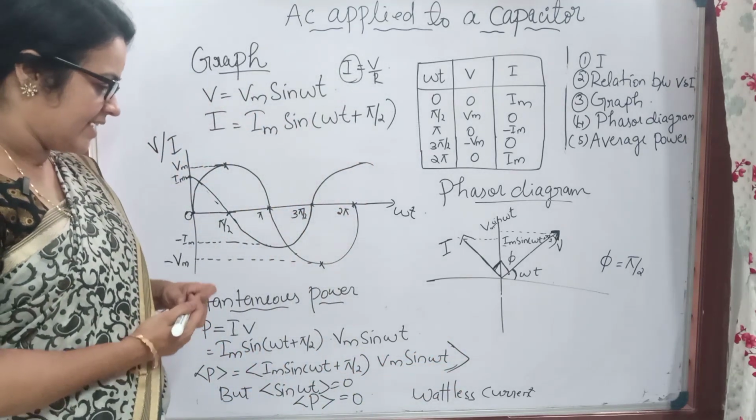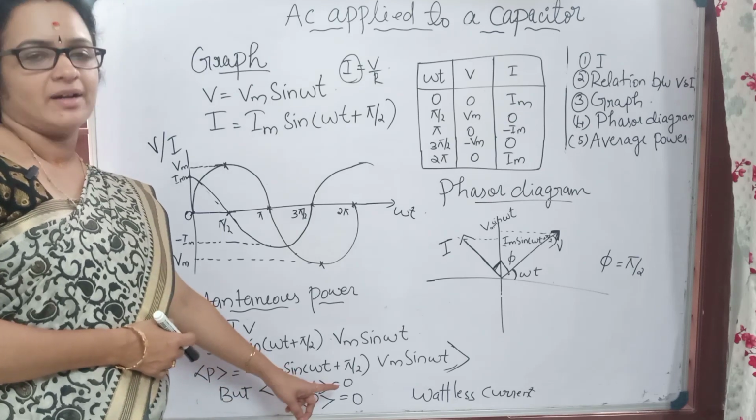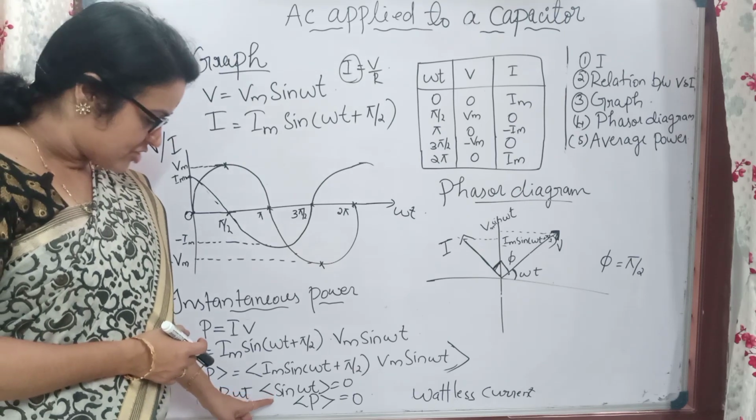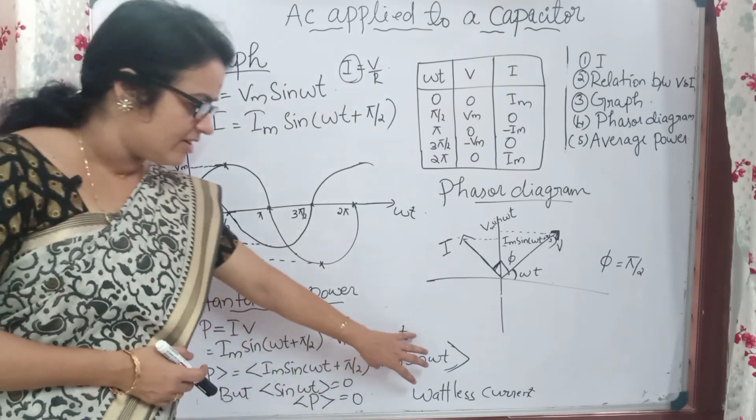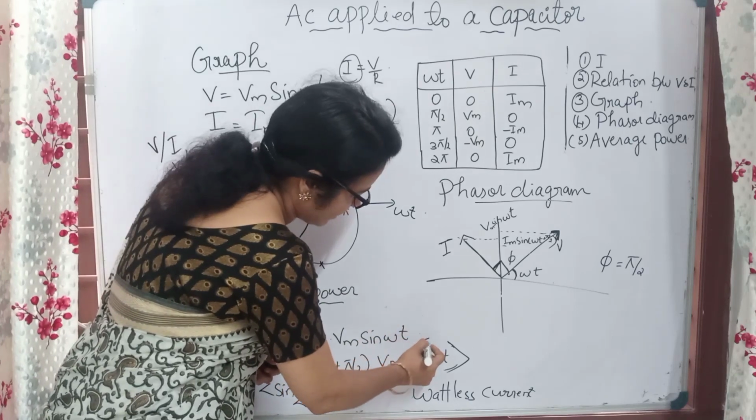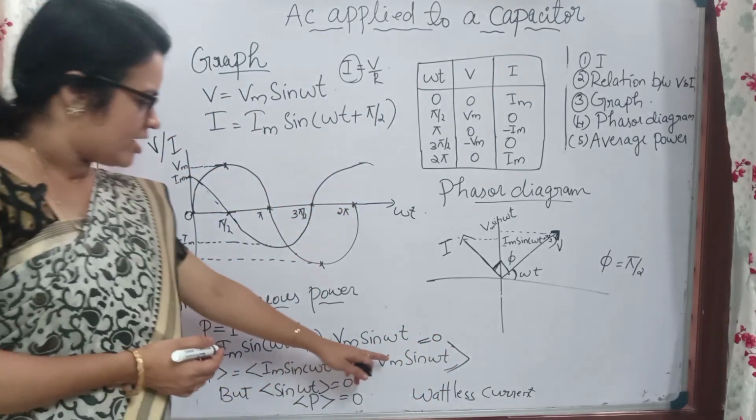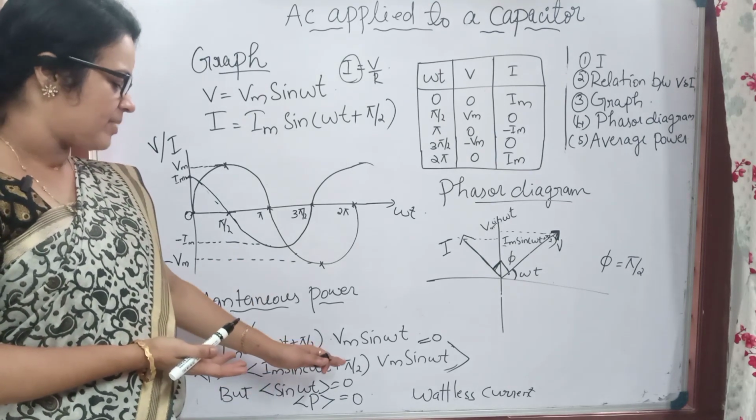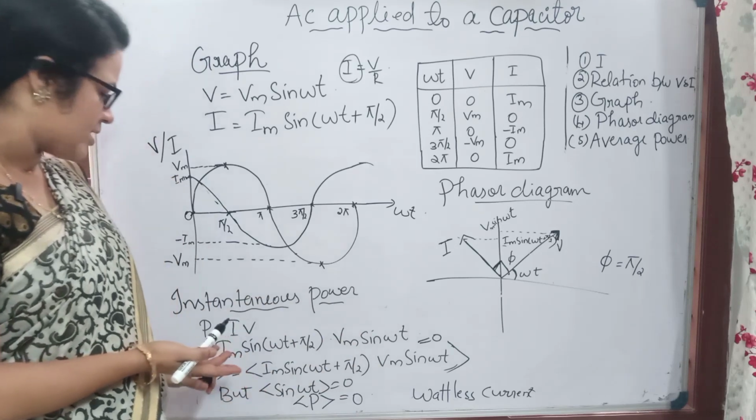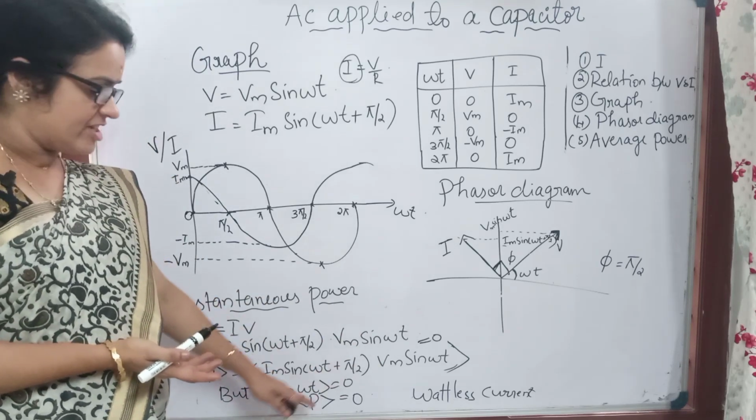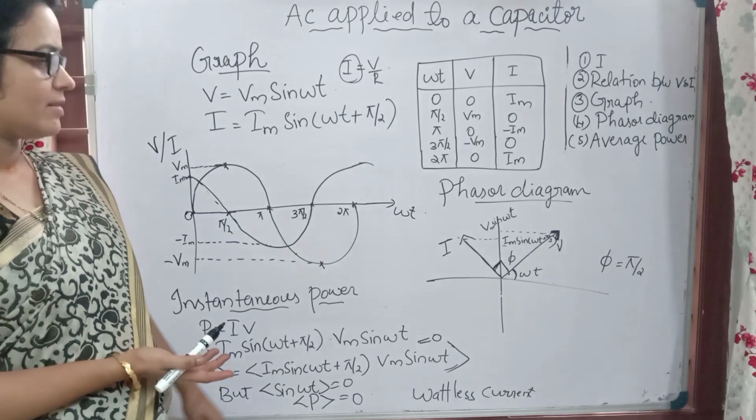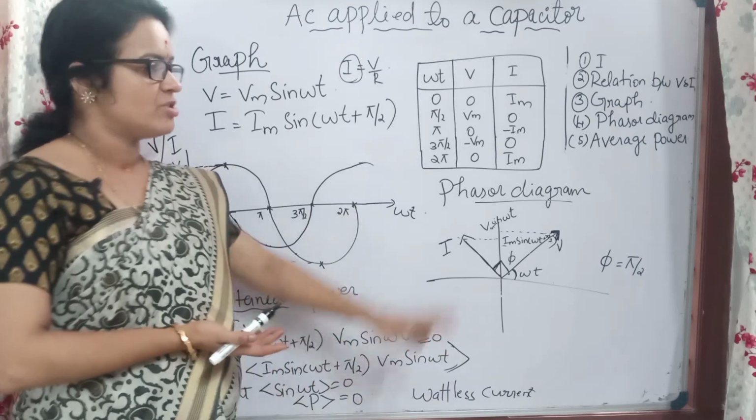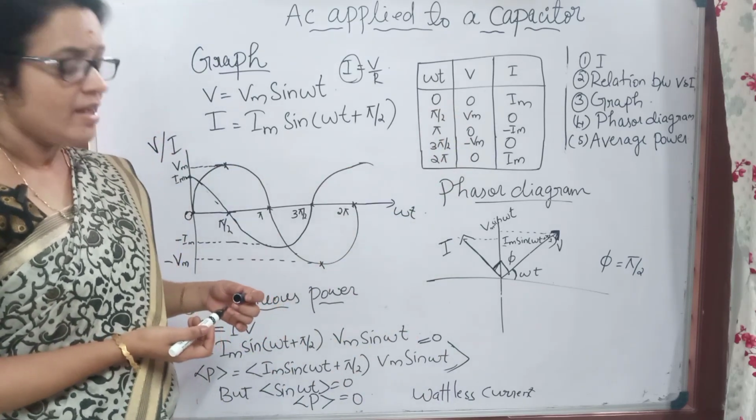Here we have studied that the average value of sin omega t is equal to 0. That we have already discussed in the last class. The average value of sin omega t is 0, so here we are getting the value as 0, right? So what about the whole term? 0 into this term means the total will be 0. So Im sin(omega t plus pi by 2) into 0 will be 0 itself. So the average value of power is equal to 0. This is called wattless current. So the average value of power is 0 in the case of a capacitor. So this is all about AC applied to a capacitor.